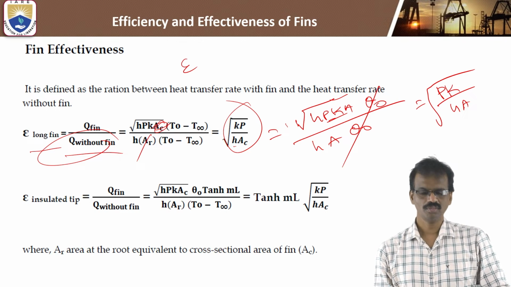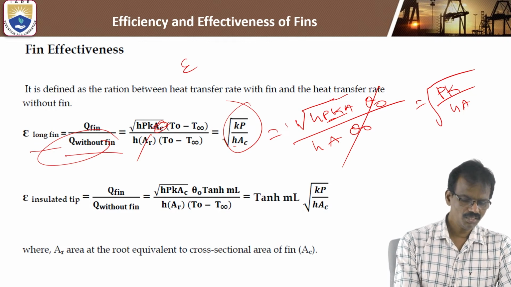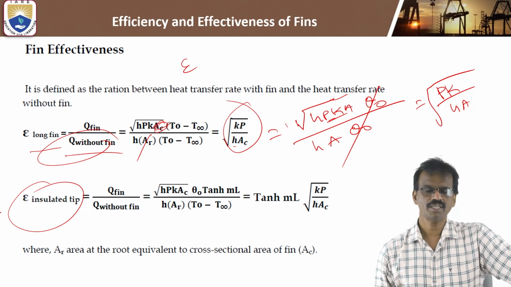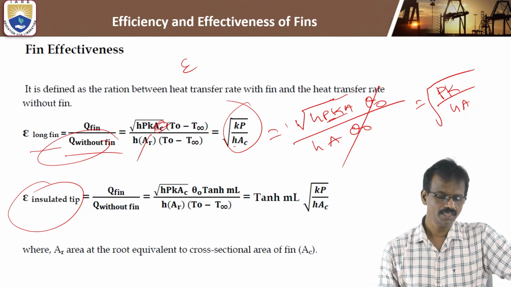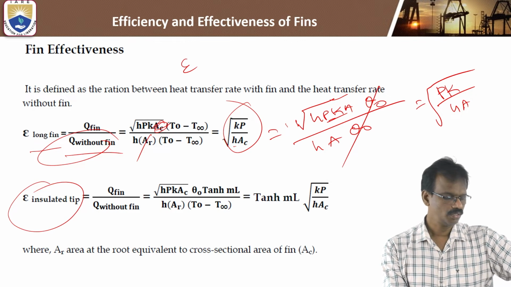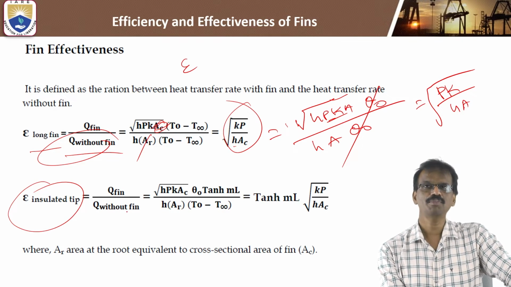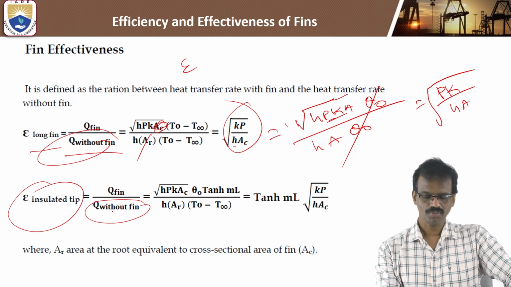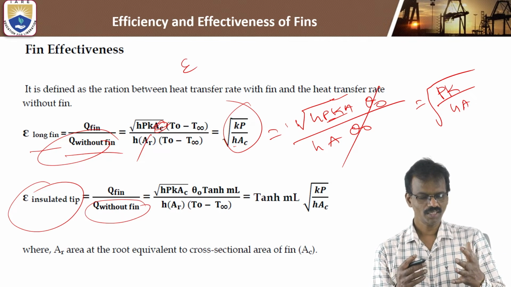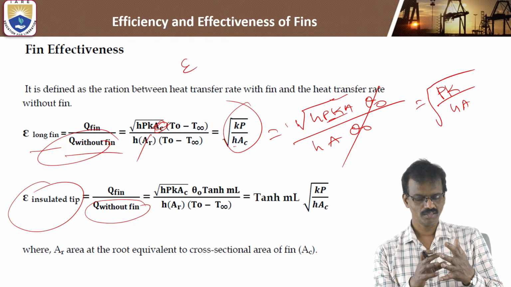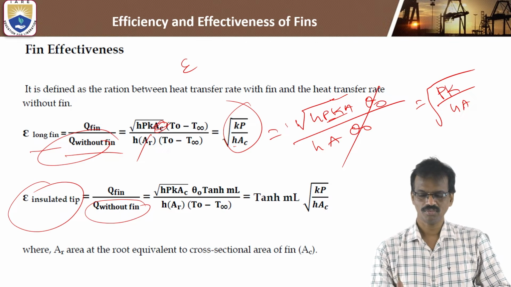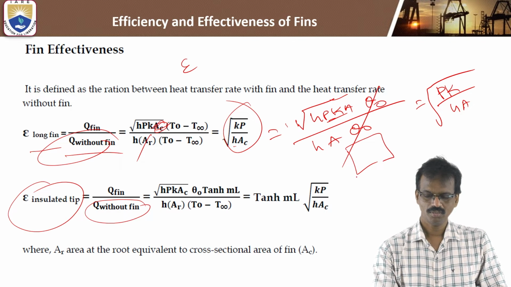You have to remember that. Similarly, just like the effectiveness of the insulated tip, it means short fin. Effectiveness is equal to Q fin by Q without fin. Without fin means we must consider what area is occupied by the fin attachment. So how do we consider that area? Just like this: this is the base area, this is the end area.